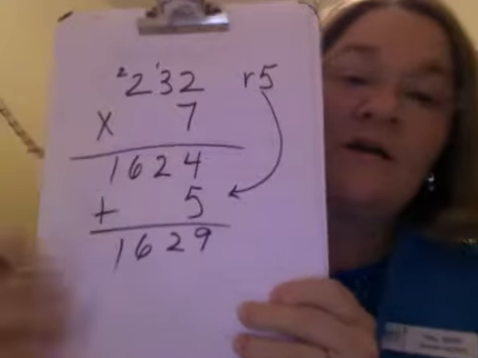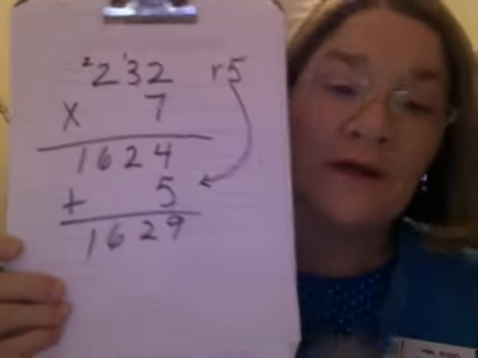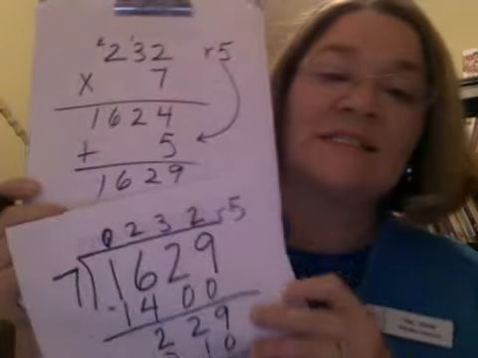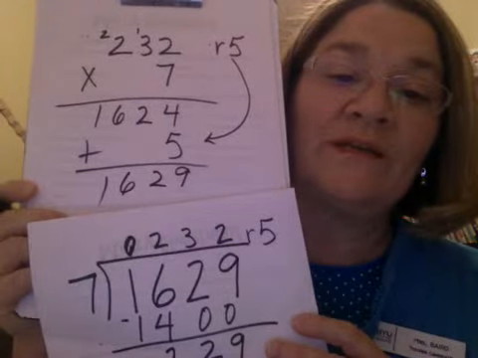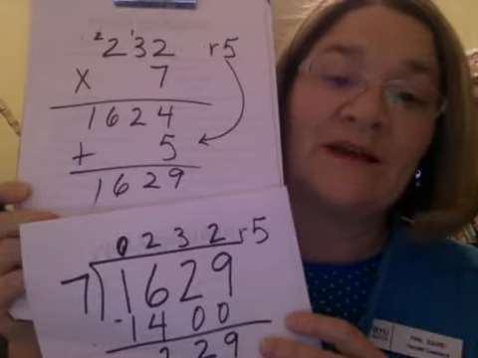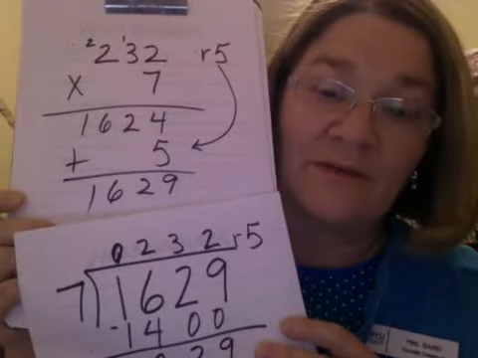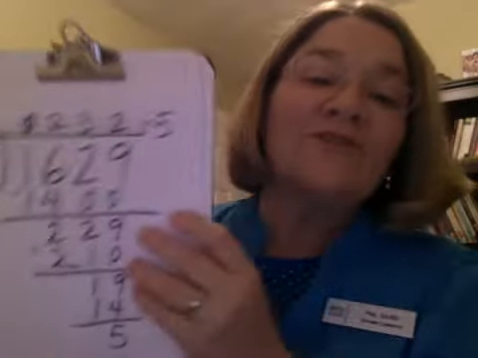We add on our remainder, and we came up with 1,629, and that's right where we started. So we know that we did it correctly, besides the fact that our number is smaller than the number that we started with.